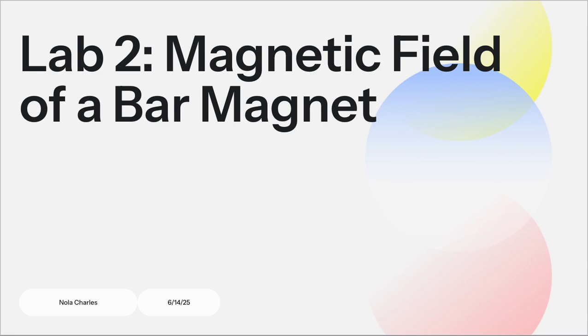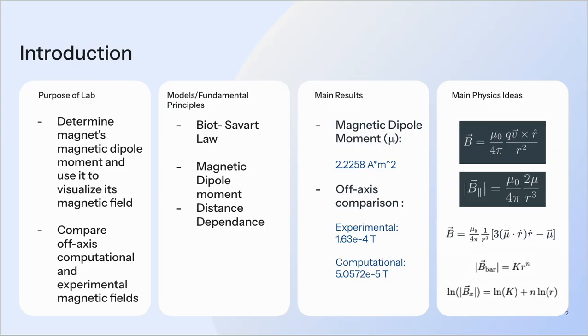Lab 2 for Physics 2212, and it's on magnetic fields of a bar magnet. To introduce the lab, the main purpose of the lab was to determine the magnet's magnetic dipole moment and then to use it to visualize its magnetic field. And then we also compared the off-axis computational and experimental magnetic fields.